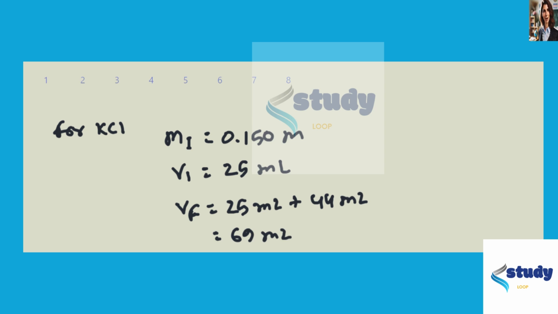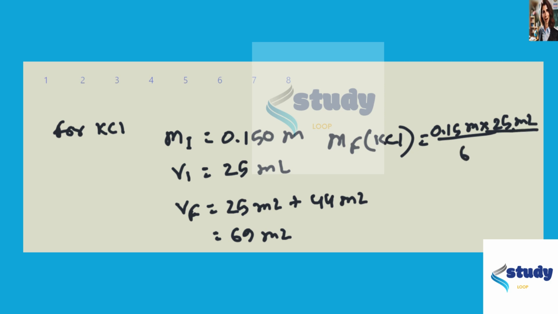Now we can calculate the final concentration of KCl, which will be just multiplication of initial concentration times the initial volume 25 ml over the total volume, which is 69 ml. This will give us a value of 0.0543 molar. So this is the final concentration of KCl.